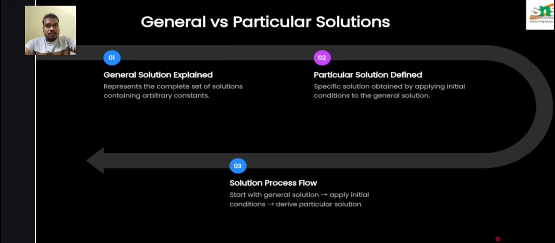This brings us to the particular solution. A particular solution is obtained when we are given some extra condition, usually called an initial condition or boundary condition. This condition helps us fix the value of that constant. So the difference is simple but powerful. The general solution represents all possible solutions, while the particular solution represents one specific solution that satisfies the additional condition.